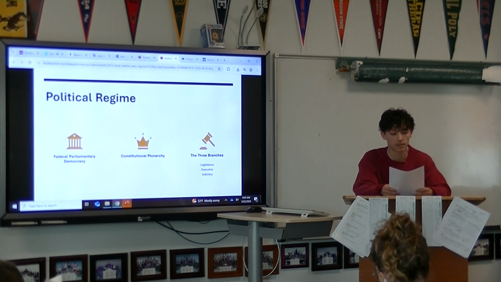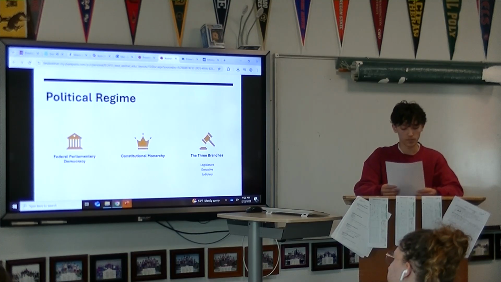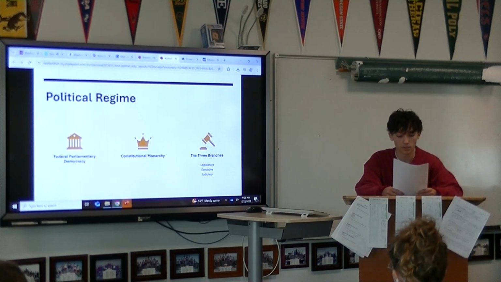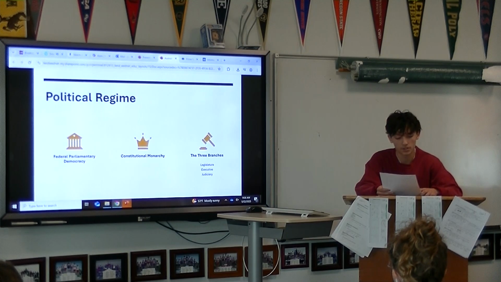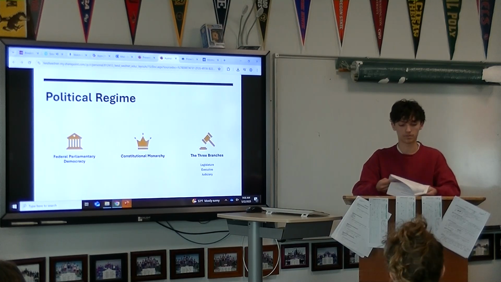For the executive, they're led by the Prime Minister and the Cabinet, and the judiciary is independent courts interpreting and applying the law. Their voting age is 18, and you're required by law to vote in federal and state elections. This structure ensures a balance of power and upholds their democratic principles.